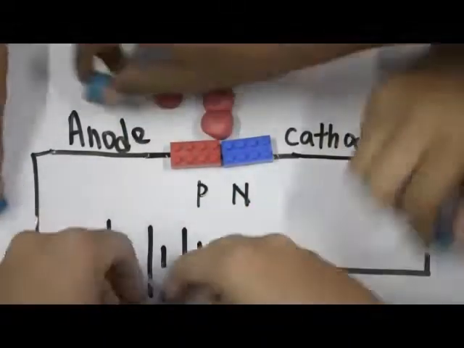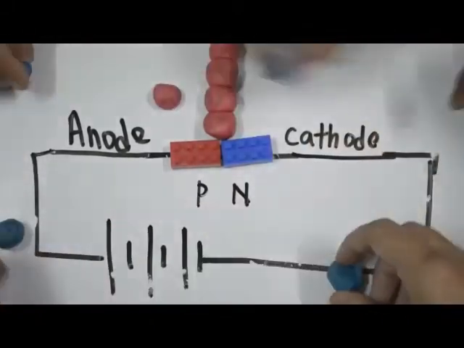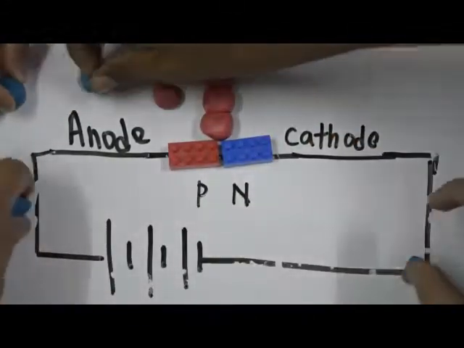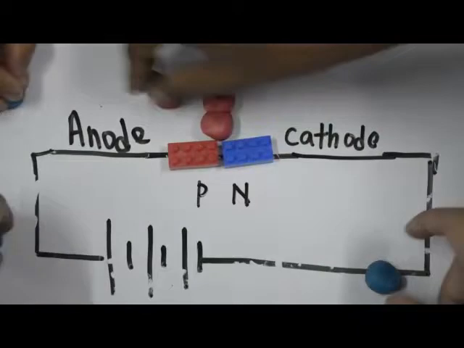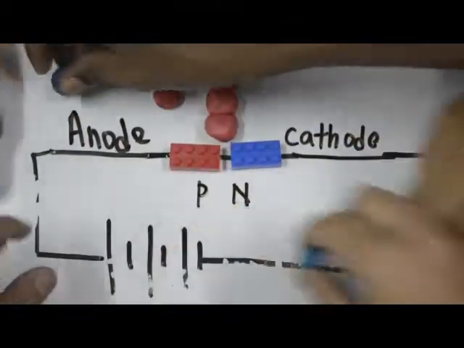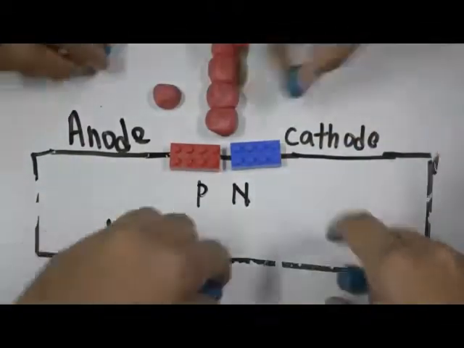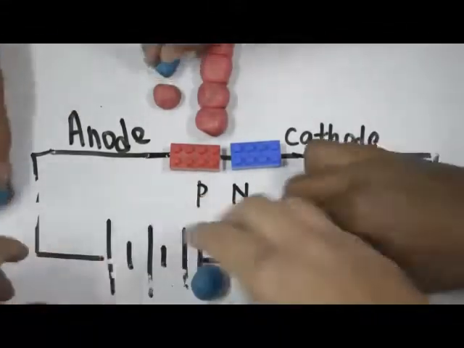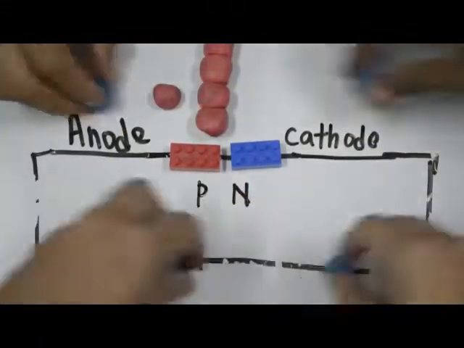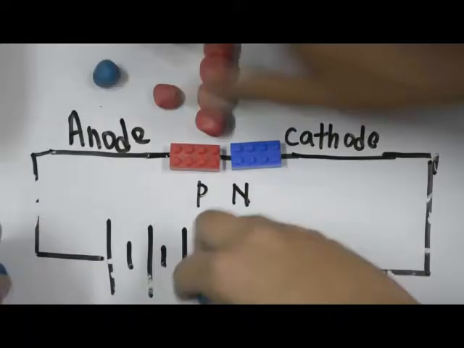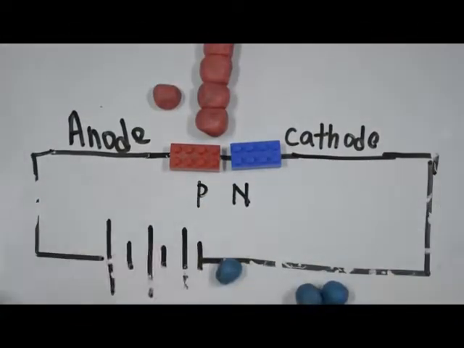When electrons return to the positive terminal, they will come out of the negative terminal again and into the N side of the diode. These electrons move from N to P and out of this diode. Thus, we now have electrons moving around the circuit and across the diode. This is now a complete circuit.